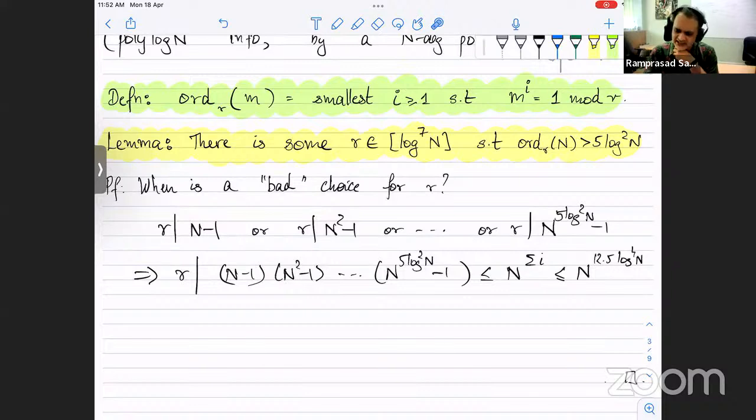Okay, and now let's ask ourselves, how many different prime factors can this have? This number has at most something like 12.5 log to the power 5 n prime factors. Basically, a number can have at most logarithmically many prime factors because each prime is at least 2. So the number of distinct prime factors is at most this many.